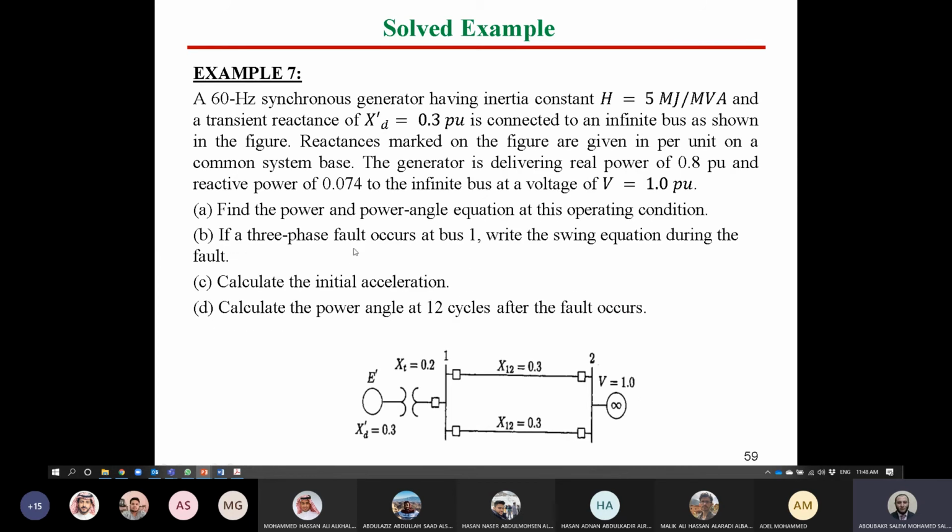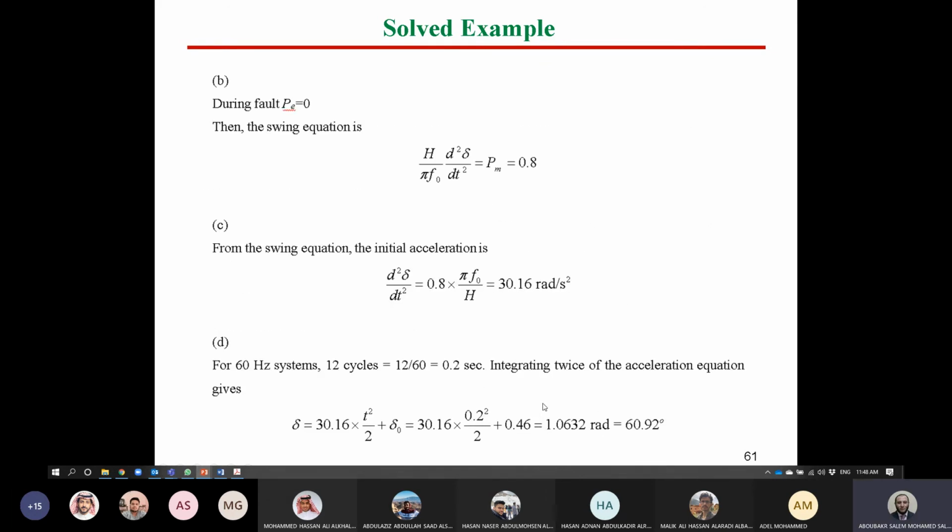Part B: if a three-phase fault occurs at bus 1, write the swing equation during that fault. So we need now to write the swing equation at a fault at bus number 1. Bus number 1, which is here, guys. So for the faulty case, guys, if we have a fault, this means V equals 0. And V equals 0 means power equals 0. So we have electrical power equals 0. What about mechanical power now? Is it 0 as well? Hi, guys. Is the mechanical power equal to 0 here? Or we said during the transient, mechanical power should be constant?